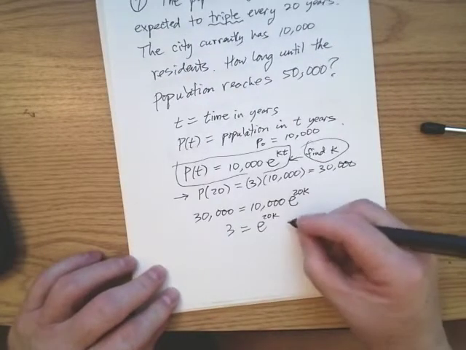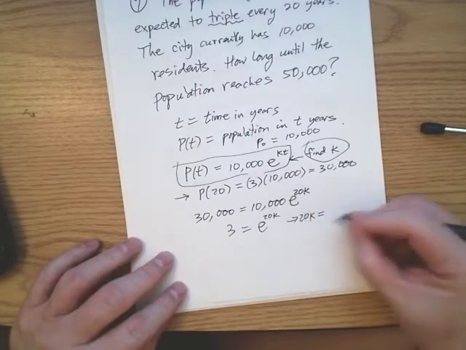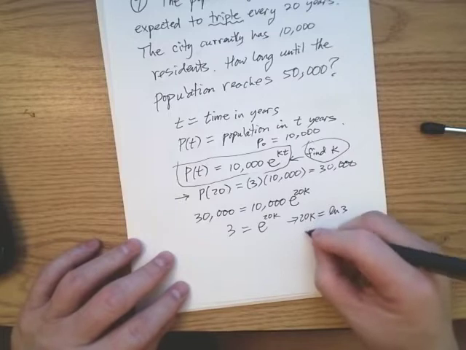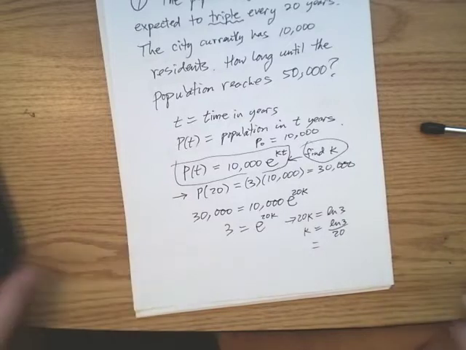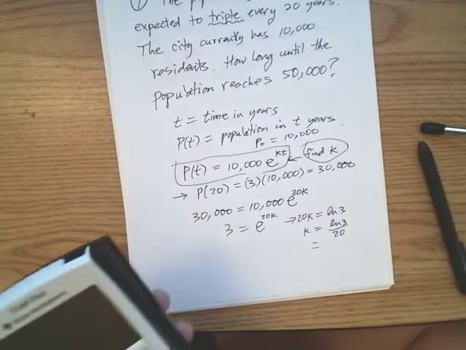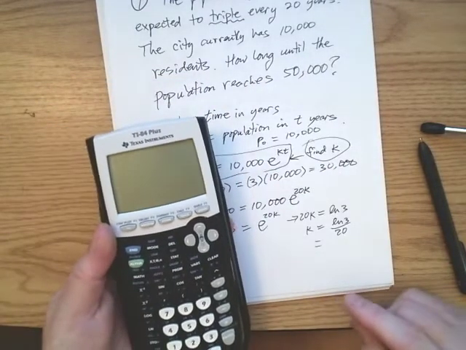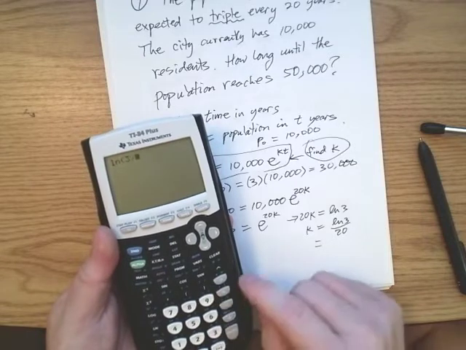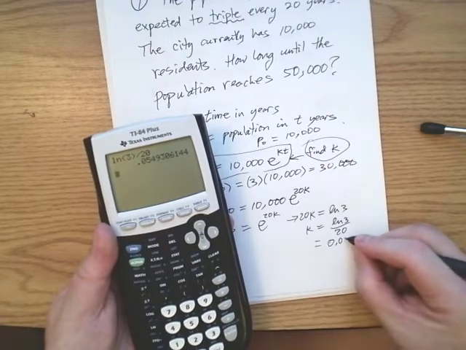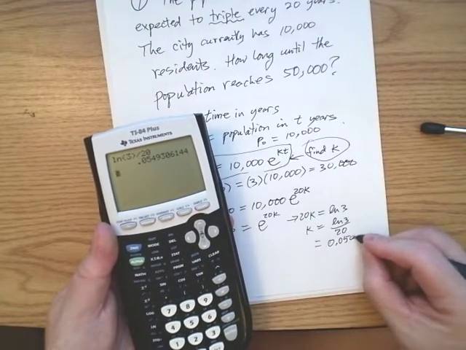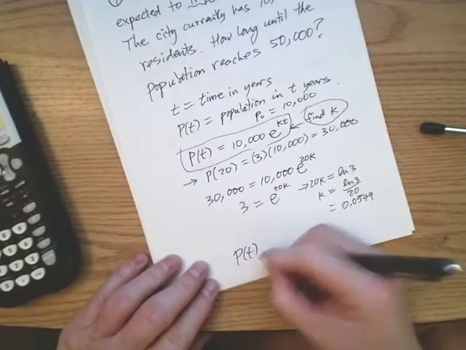Do you see the idea of tripling every 20 years here? We've got to find what k is. Can you see what k would be? This would be 20k is the natural logarithm of 3, and then k would be the natural logarithm of 3 divided by 20. Now, for a constant like k here, you want to take that to several decimal places, because your function is sensitive to changes in the exponent. So I'm going to go natural logarithm of 3 divided by 20, and I'm going to go to 4 decimal places. I get 0.0549.